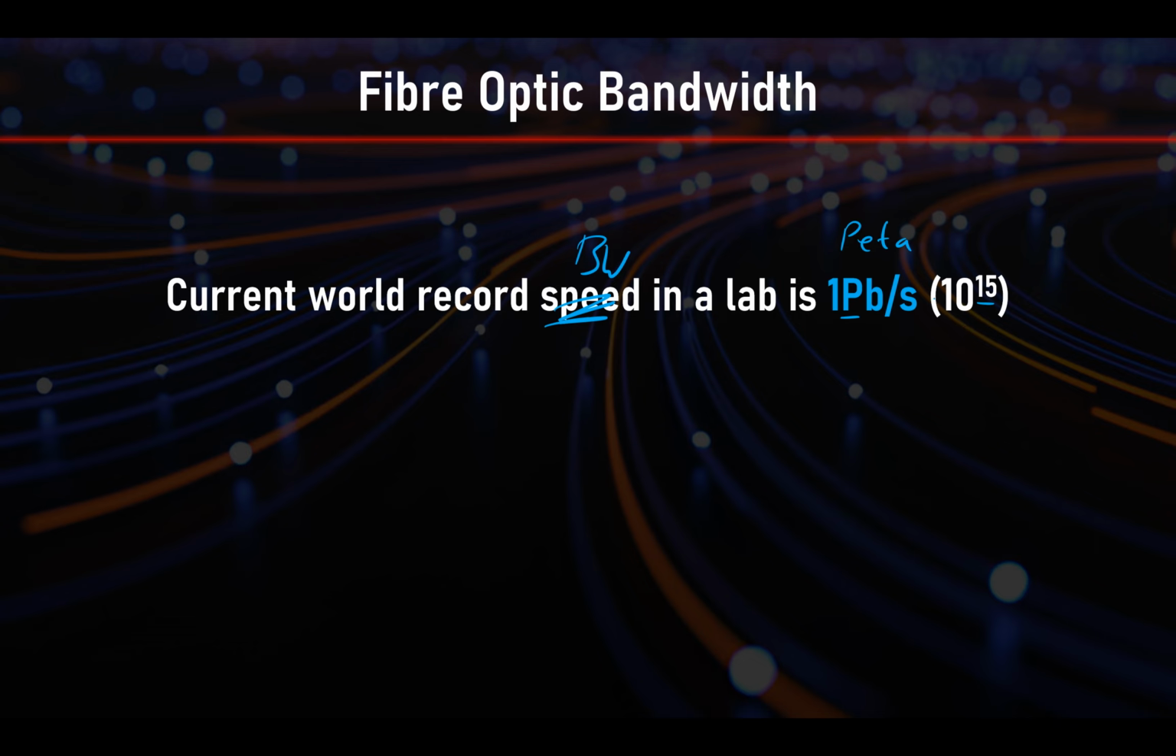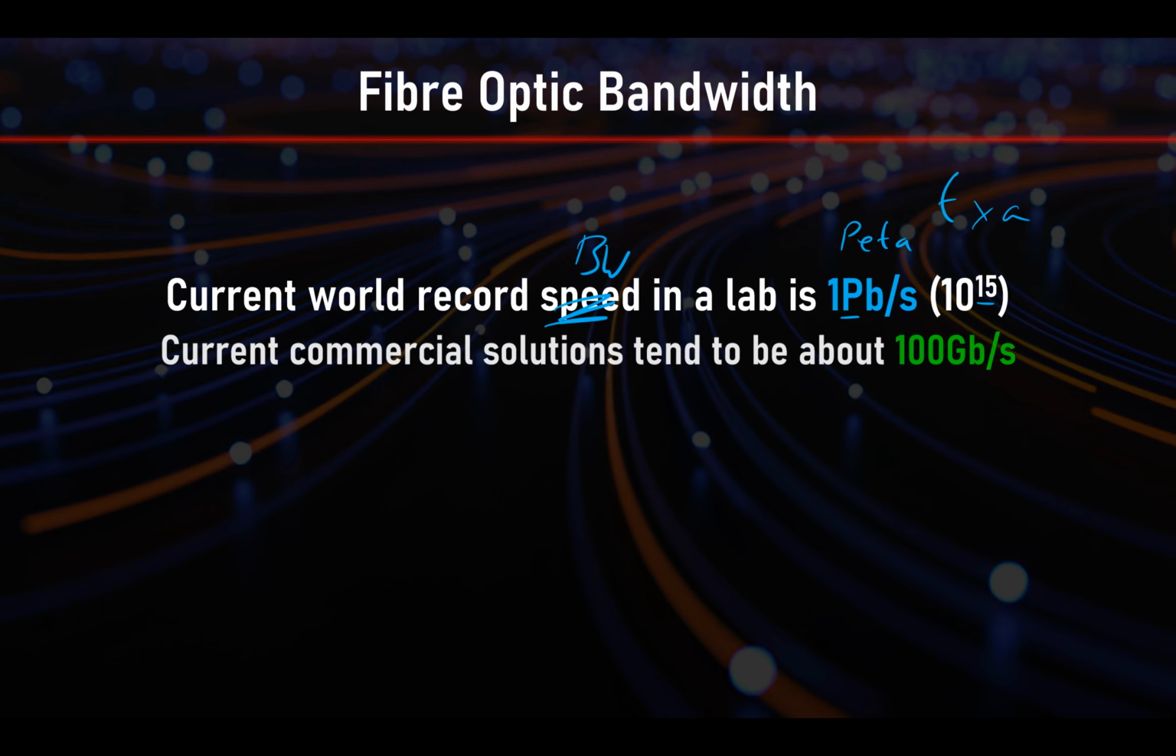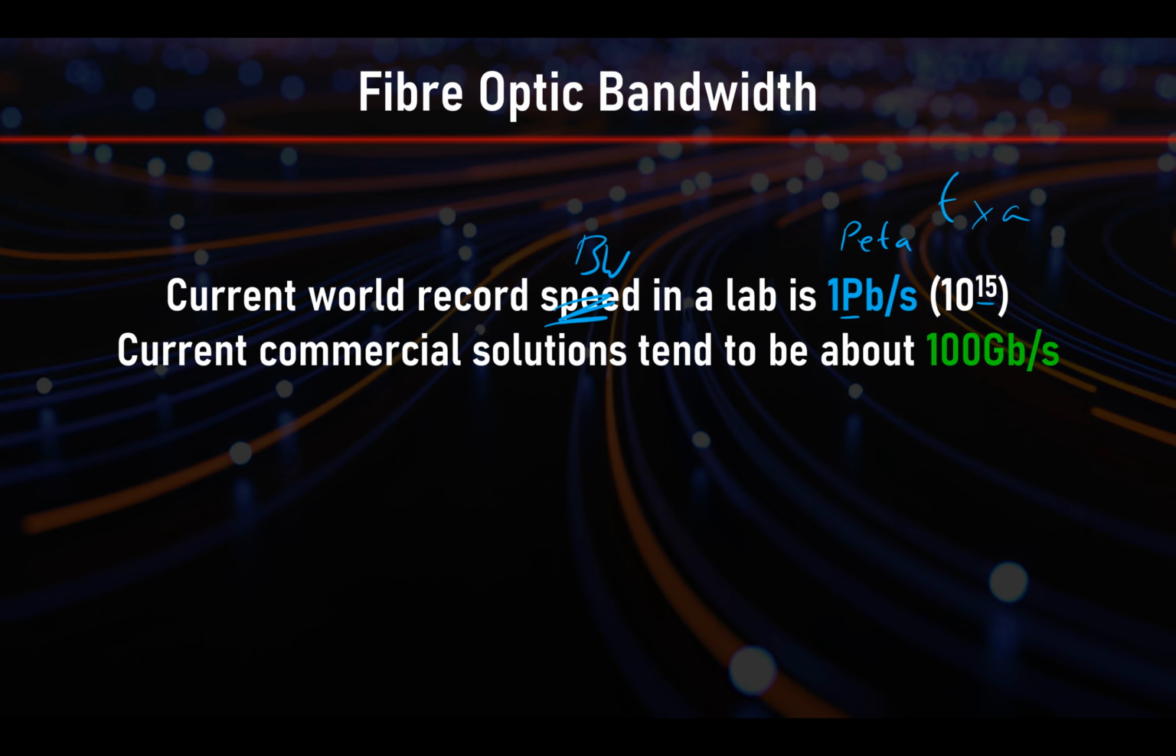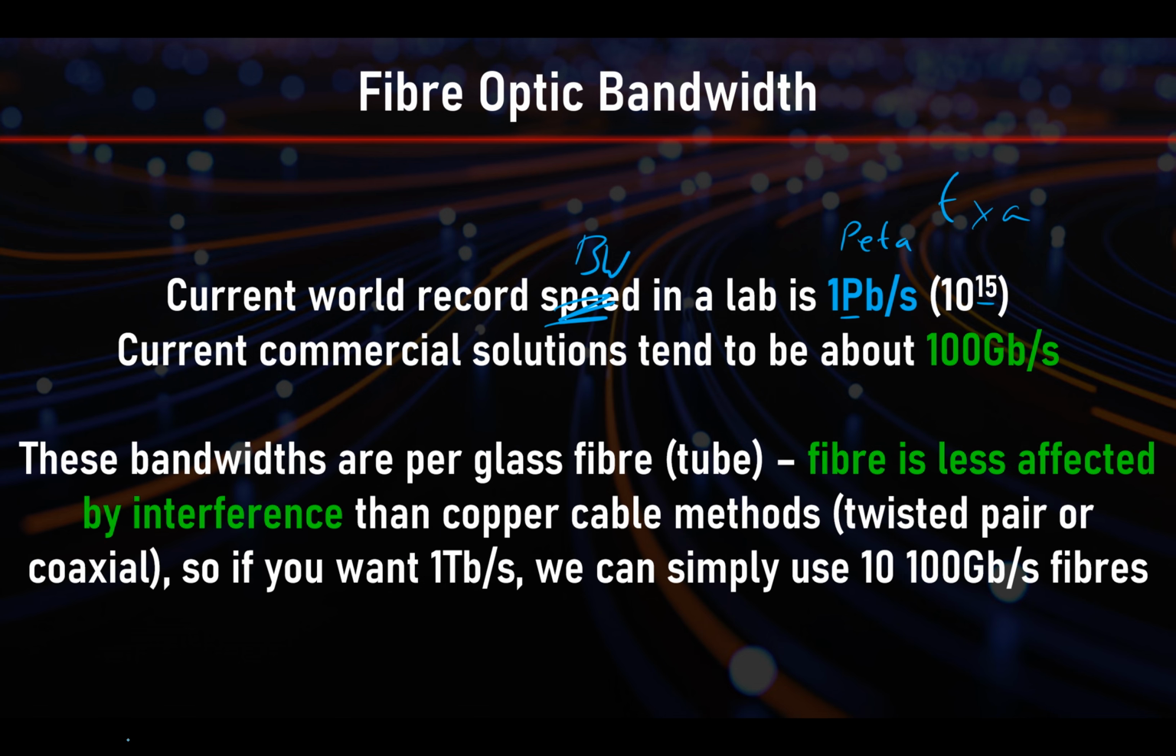Now, peta you don't need to know for the exam, that's just extra information. And I think 10 to the 18 is going to be exa, hopefully that's not wrong. However, the current commercial solutions tend to be about 100 gigabits per second. So we can't actually get as fast as what they get in the lab, not in those controlled environments.